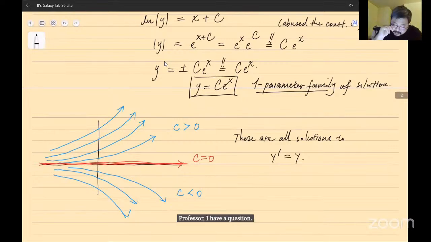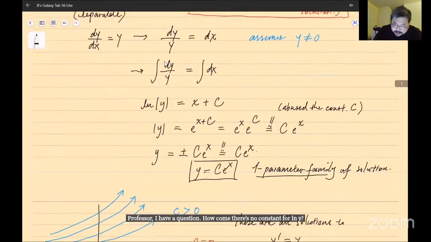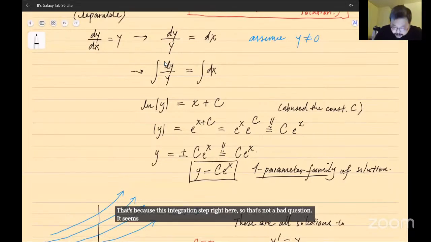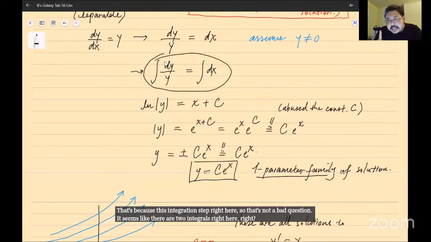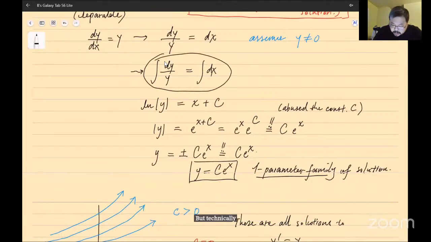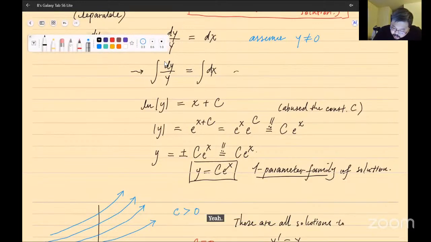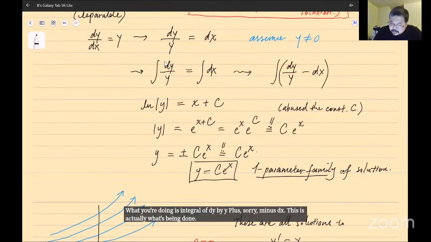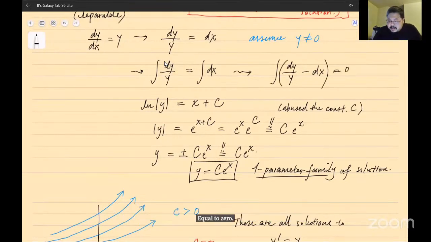Yes. How come there's no constant for ln y? That's because of this integration step right here, so that's not a bad question. It seems like there are two integrals right here, right? But technically, it's actually one integral. So what's happening actually is this. What you're doing is integral of dy by y plus, minus dx, equal to 0. This is actually what's being done. And this integral has only one total constant. So that's one way to think about it.